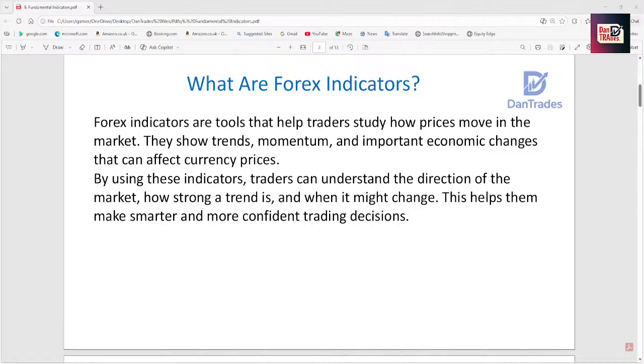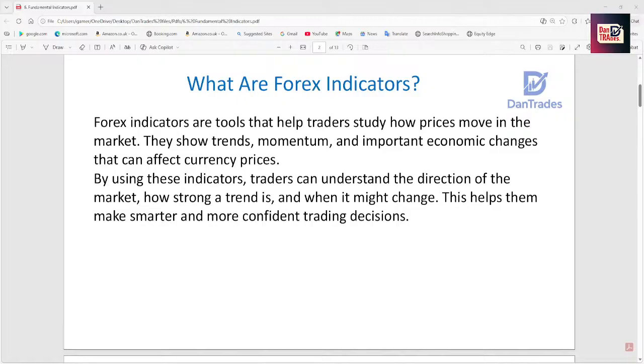Now, we are going to deal with trend indicators, some of them like the moving average. We are going to have momentum indicators, something like the RSI. We're going to have volatility indicators. So without much to do, let's go through forex indicators quickly.